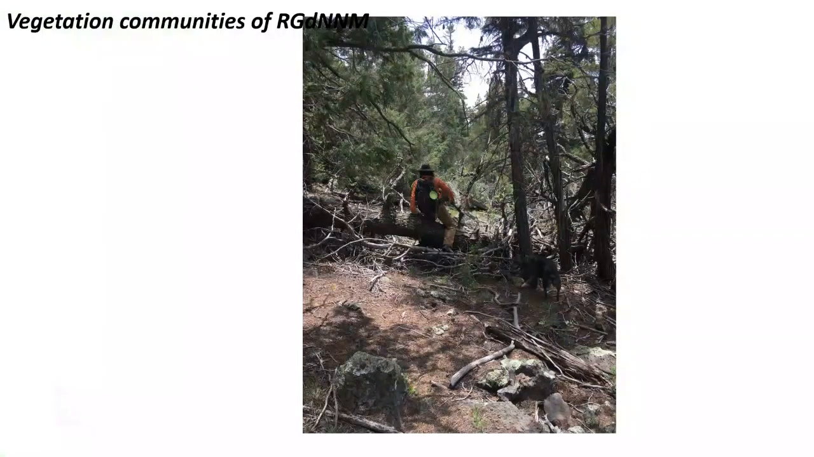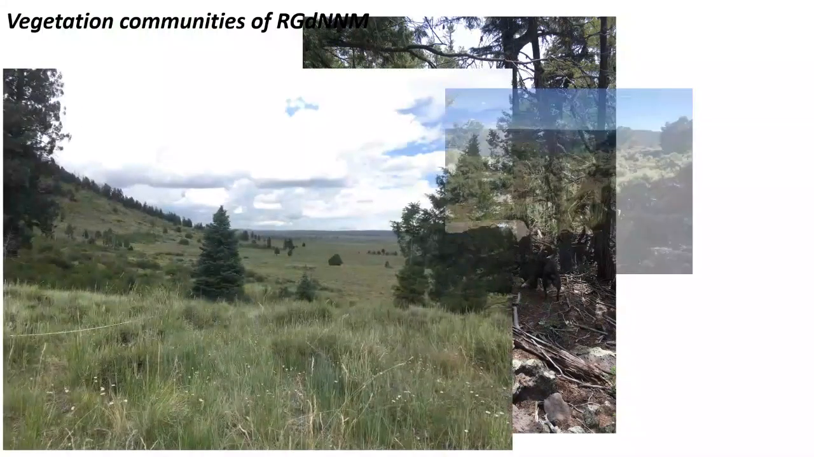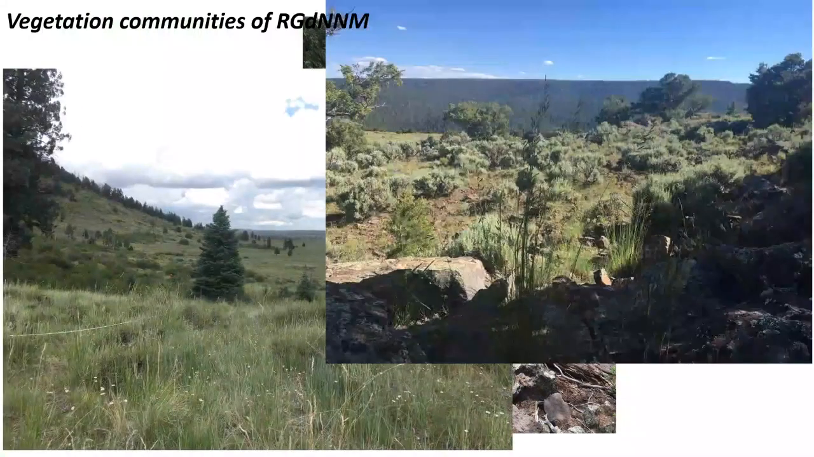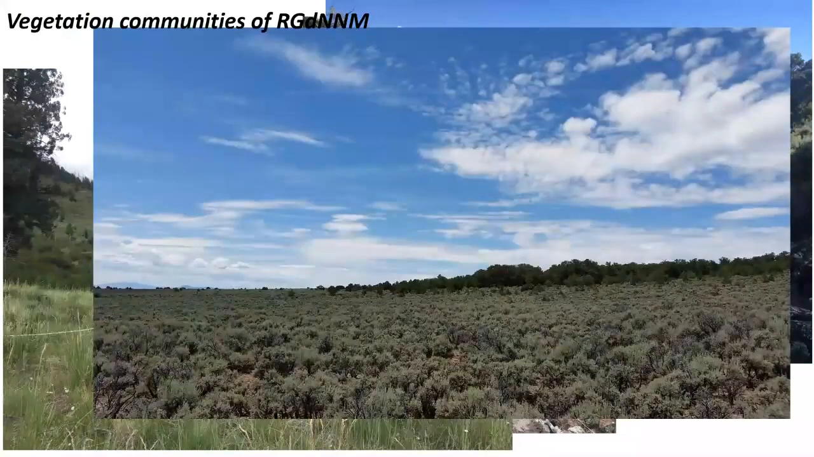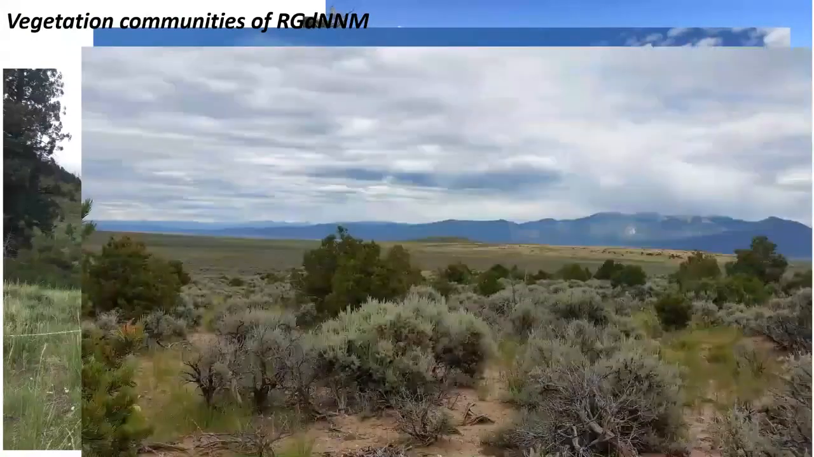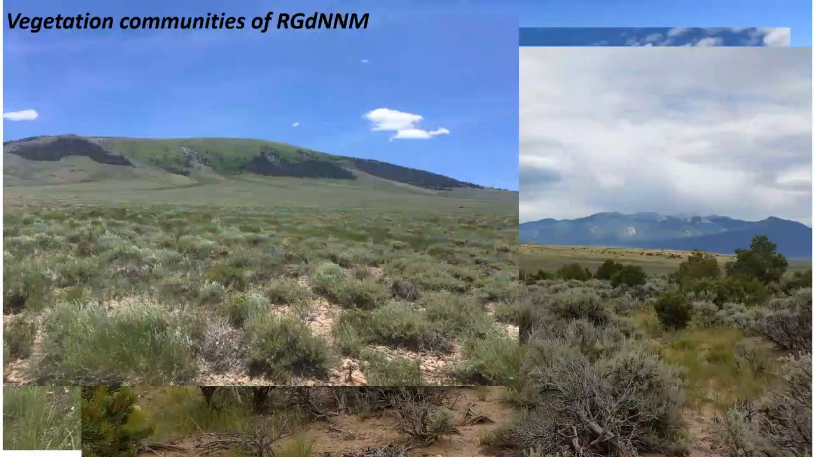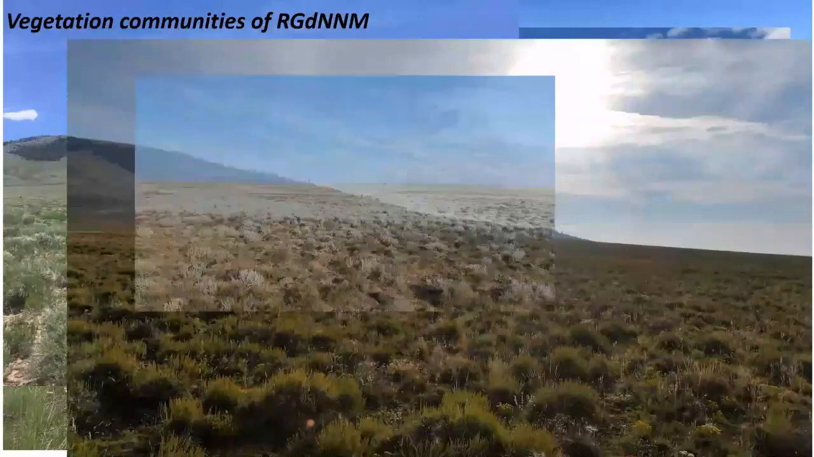And the main vegetation communities we see are mixed conifer and pinon-juniper forest on the volcanic cones, a shrub grass matrix on the plains, which is dominated by Wyoming big sagebrush in the south, a little bit of black sagebrush in the northwestern part of the monument, and Winterfat in the north.